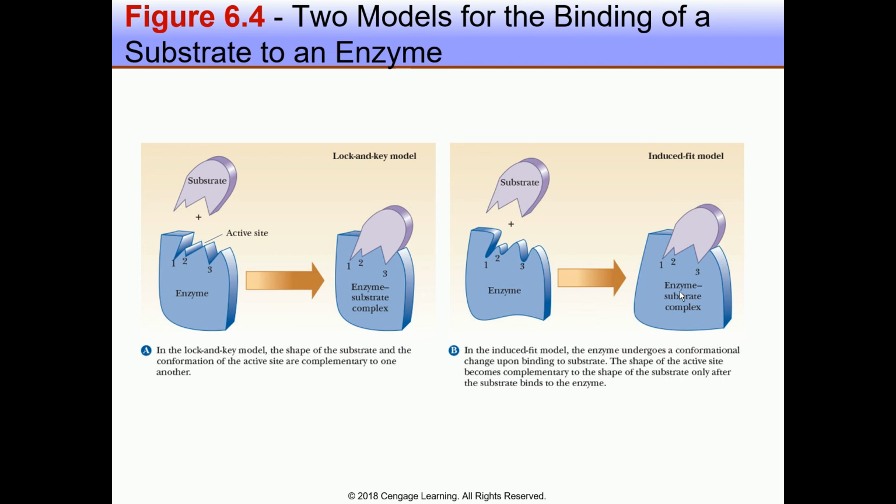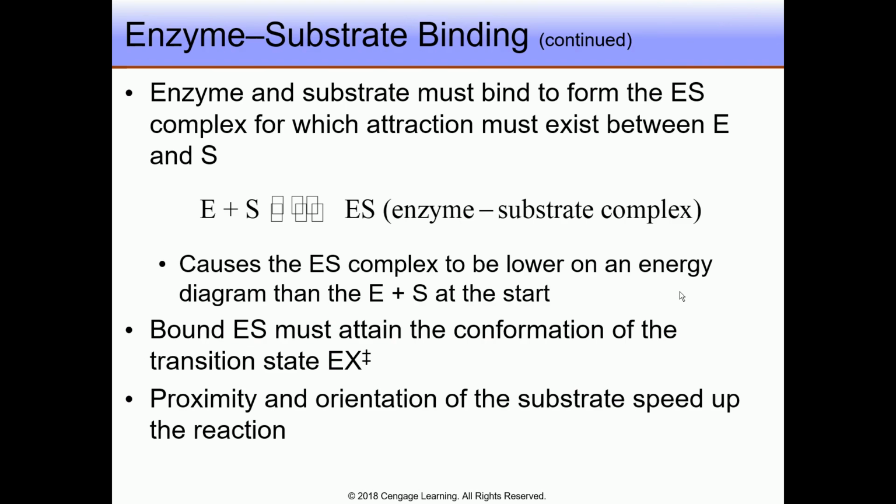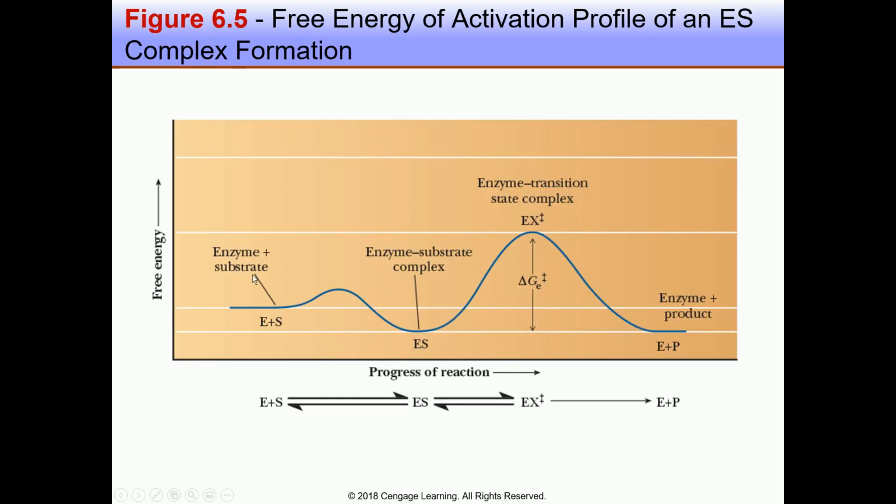So basically, if we talk about the energy levels, first of all, enzyme and substrate bind to each other and form the enzyme substrate complex. You can look here: this is the enzyme plus substrate. When the enzyme substrate complex is formed, it's lower in the energy levels. So they need an input of this much energy, which is the enzyme transition state complex.